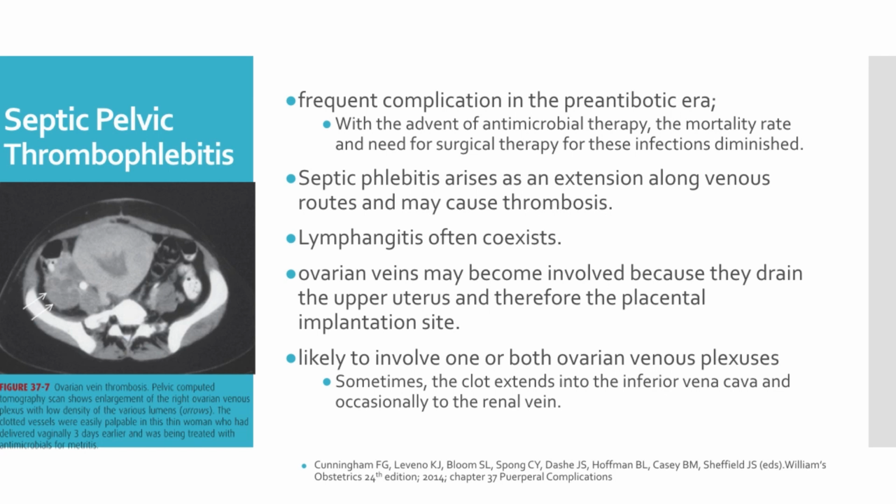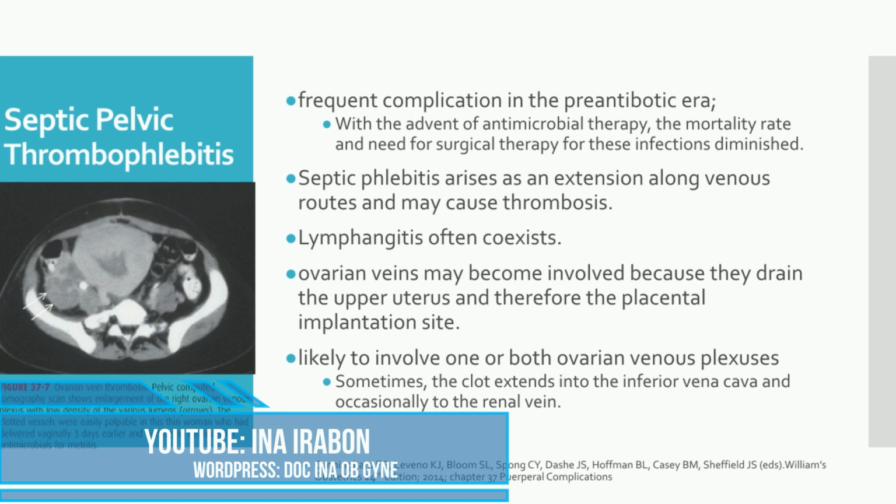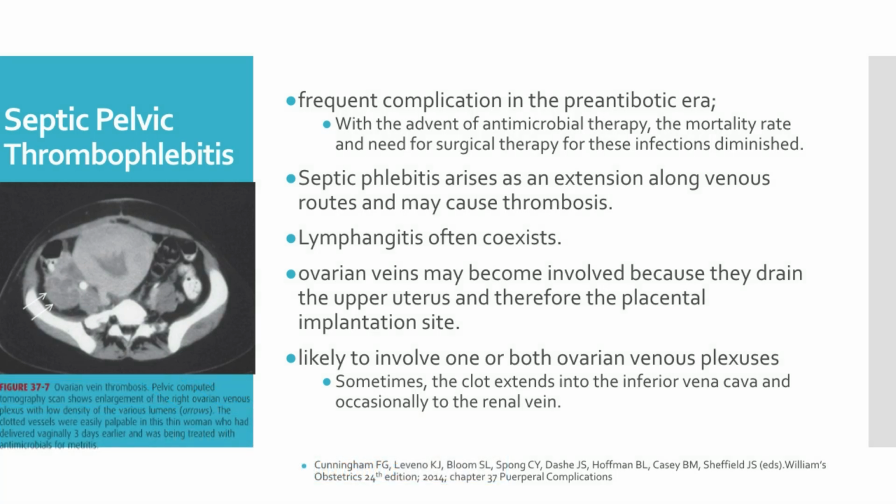This was a frequent complication in the pre-antibiotic era, but with the advent of antimicrobial therapy, the mortality rate for these cases has diminished. Septic phlebitis arises as an extension along venous routes and may cause thrombosis. Lymphangitis often coexists with this condition. Now, the ovarian veins may become involved because they drain the upper uterus and therefore the placental implantation site. This condition likely involves one or both ovarian venous plexuses.